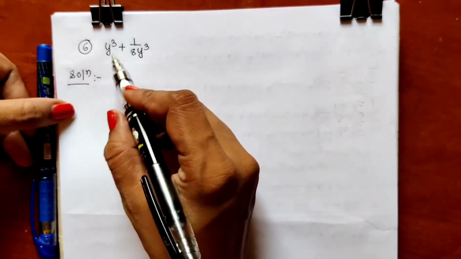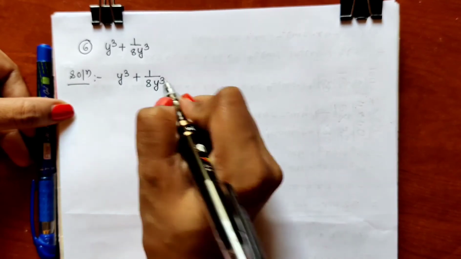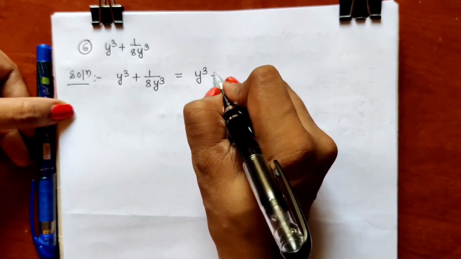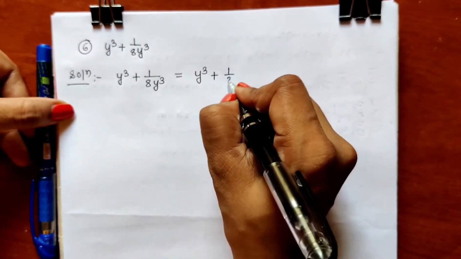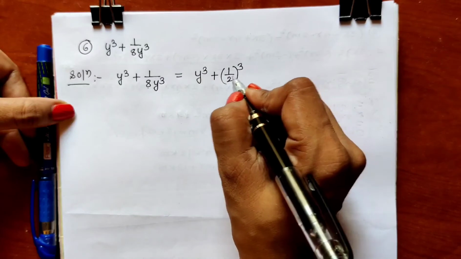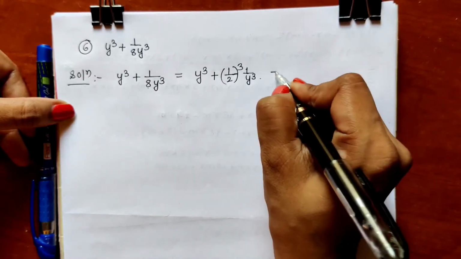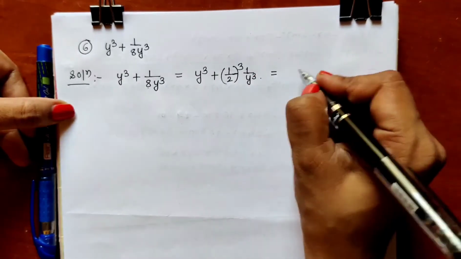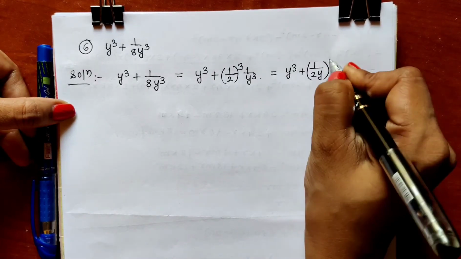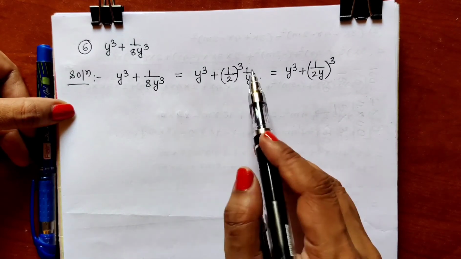Now this sixth sum is y cube plus 1 upon 8y cube. Let us convert it into proper cubes. First term is given as it is, y cube. 1 upon 8 can be written as 1 upon 2 cube, because 1 is the cube of 1 but 8 is the cube of 2, we all know. And this 1 upon y cube. Now we can write this in the combined manner: y cube plus (1 upon 2y) whole cube. So 1 upon 8y cube can be written as 1 upon 2 cube into 1 upon y cube.